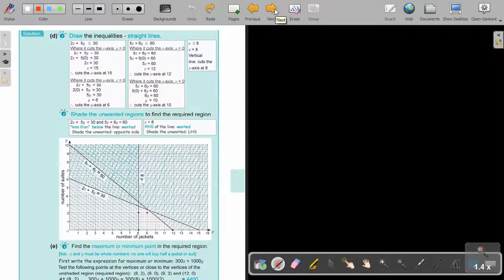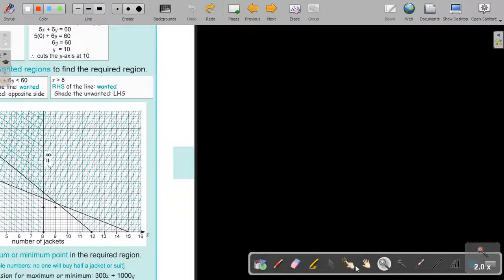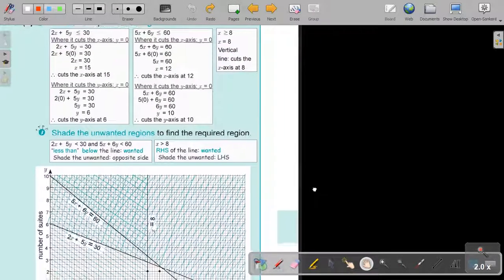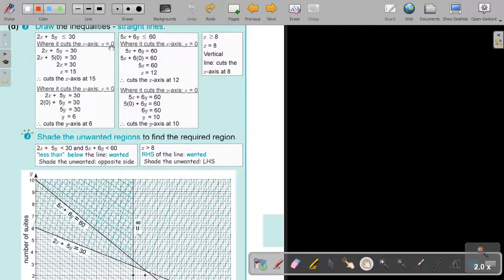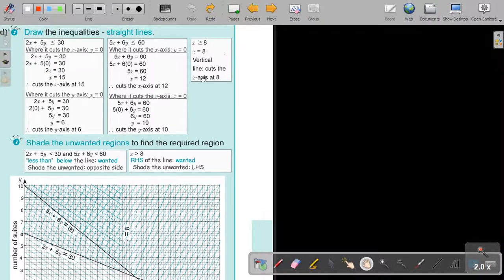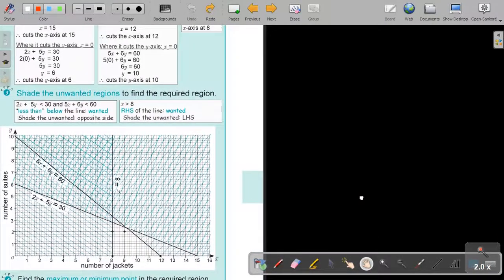Okay, let's go to the next page. Now I'm going to just draw the lines just like we did in the previous examples. I just want to make it a bit bigger. Where it cuts the x-axis, make y zero. Where it cuts the y-axis, make x zero, and the same you do with every one. This one is easy because it's just going to be a vertical line. So then I draw all 3 lines. Can you see? And I do the shading. And then I'm sitting with this required region.